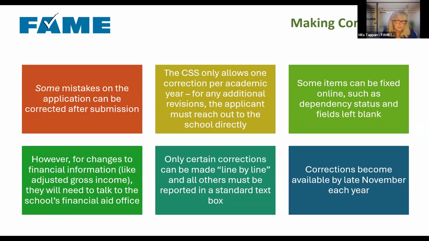So what I would say, if corrections need to be made, the first thing to do is to go to the profile and see if it is a correction that can be made to the form. If it can be made as a line by line correction, great, make the correction. If it can't be made as a line by line correction, go ahead in and enter the information in a standard box that is provided so that you can let the schools know that there's an issue with the form and that something needs to be corrected.